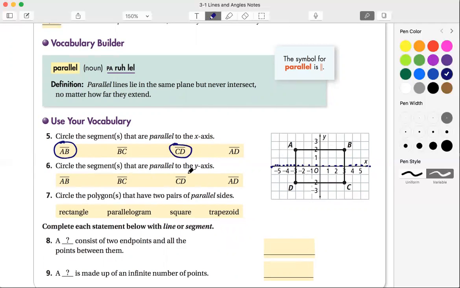All right, now which ones are parallel to the y-axis? And here is the y-axis. And it looks like we're going to have BC is parallel. That's this segment here. And we're going to have this segment here, AD.